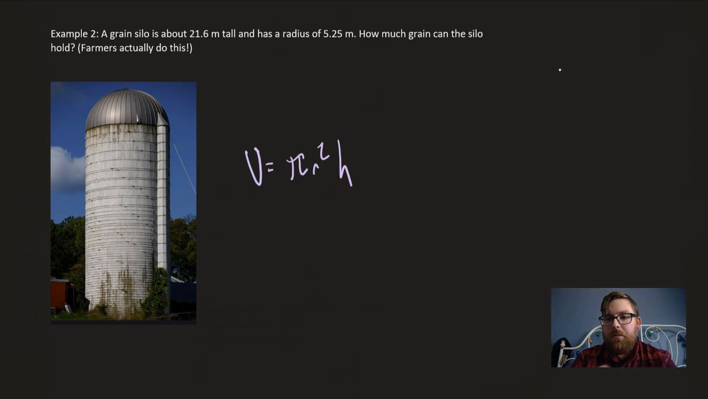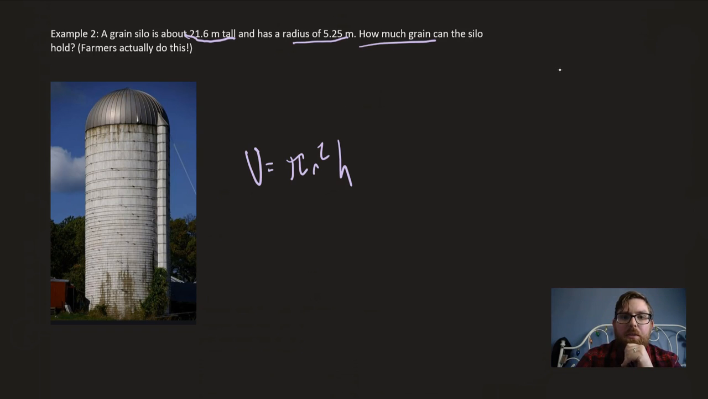Alright, so I'm going to go ahead and read the question again, and I'm going to underline anything that's important. So the grain silo is about 21.6 meters tall. I'd say 21.6 meters tall is pretty important. It has a radius of 5.25. How much grain can the silo hold?